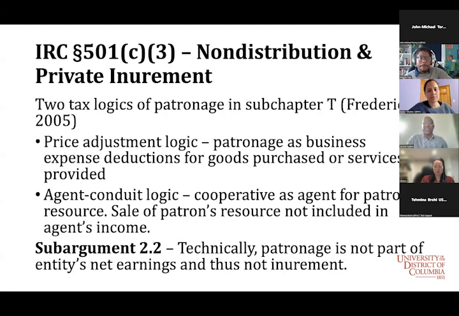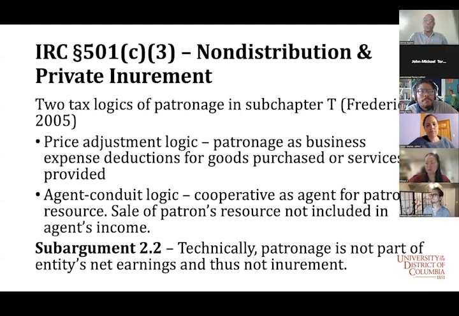The second is a more technical issue about what patronage is. Patronage is conceived of as a business expense deduction for goods, purchases, or services provided, under the price adjustment logic. And under the agent conduit logic, it's considered not even part of the income of the agent, because it's considered the property of the patron. So for these technical purposes, patronage is not part of the entity's net earning, and so doesn't fall within the restrictions of private inurement.